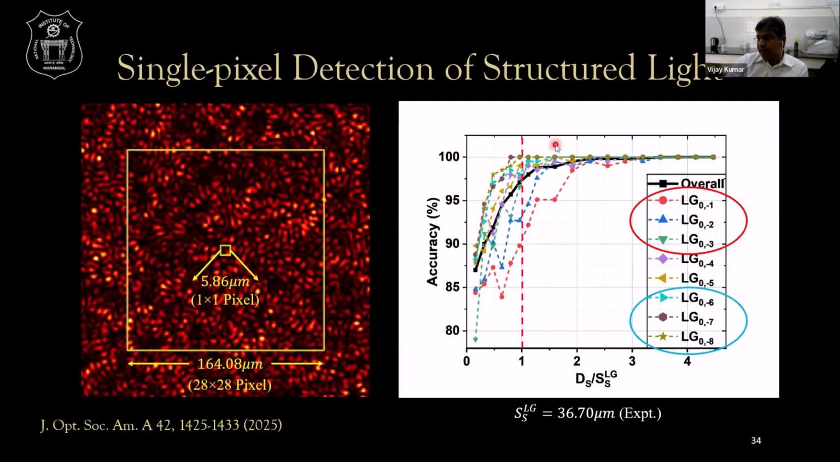So therefore, we arrive at the optimal, and this black line shows the overall accuracies, where we have taken the average speckle size of all these speckles, which is 36.7 micron. And then we have put a threshold. So if ds by ss is like 1, then it gives above 90% accuracy. So obviously, in order to do a very good job of the classification using a single pixel detector, the detector size versus the speckle size has to be greater than 1.